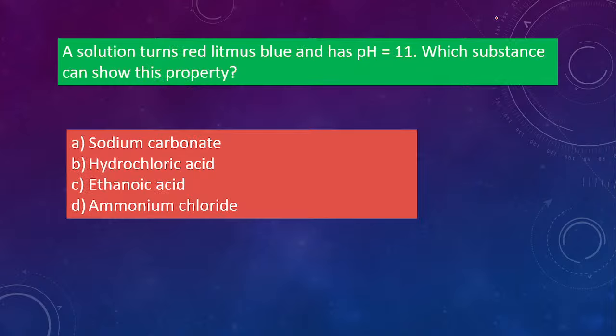Okay, this one. A solution turns red litmus blue and has pH 11. Okay, red litmus turns blue and pH is 11. Which substance can show this property? So if you know whether an acid or a base will turn red litmus blue, and already the hint is given, pH is 11. pH is high, 11. Which substance can show this property? Sodium carbonate, hydrochloric acid, ethanoic acid, ammonium chloride.